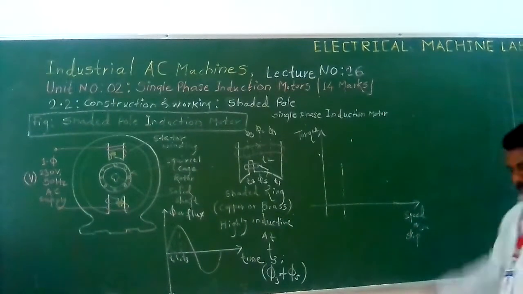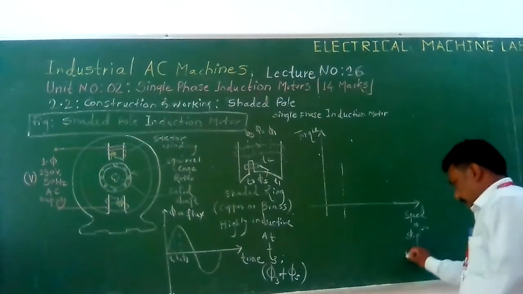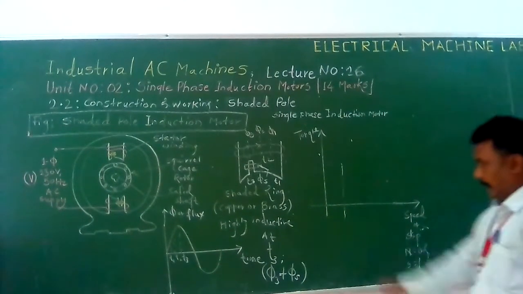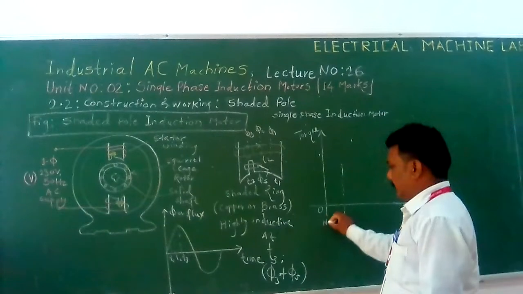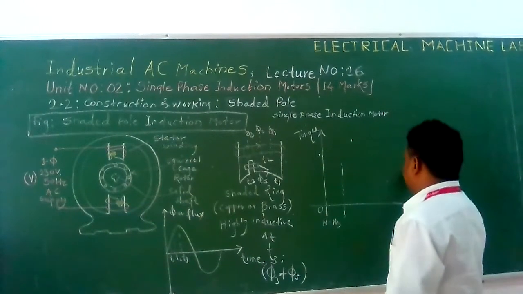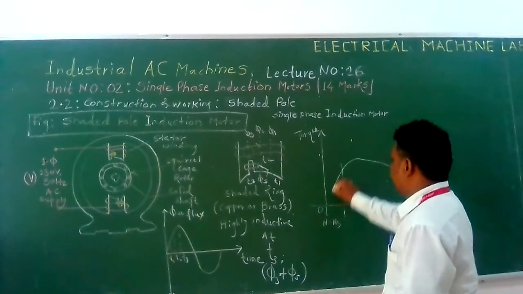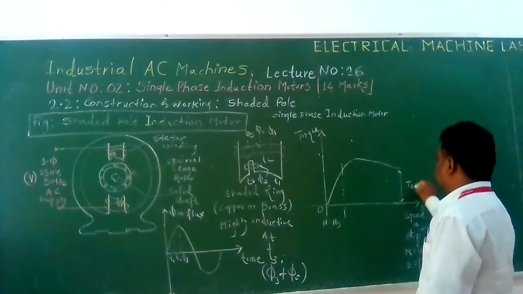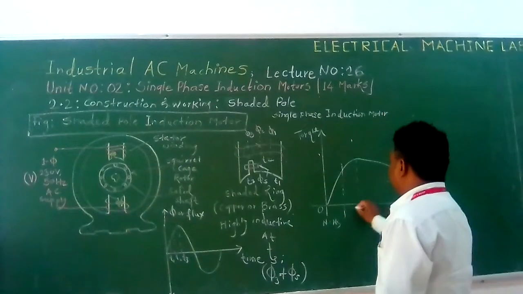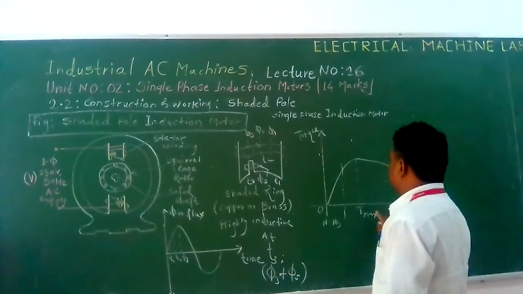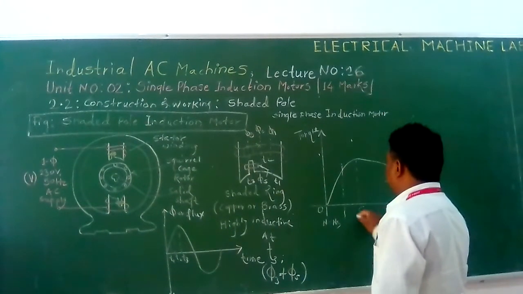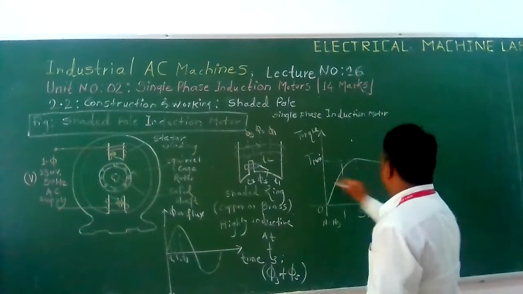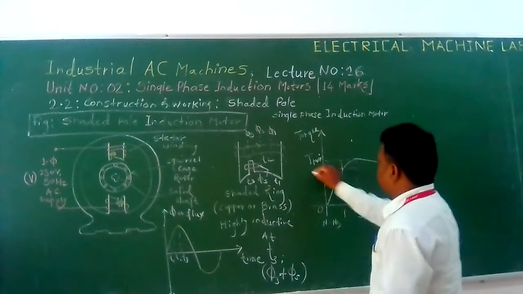It is the starting period, meaning n is equal to 0 and slip is equal to 1. At the other point, n is equal to ns. Its characteristic shows it has a large starting torque, this is Tmax, this is the maximum torque, and this is the starting torque.